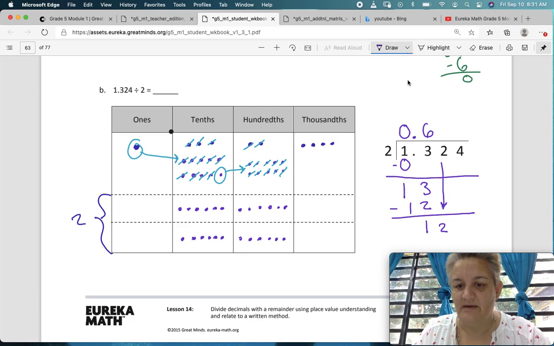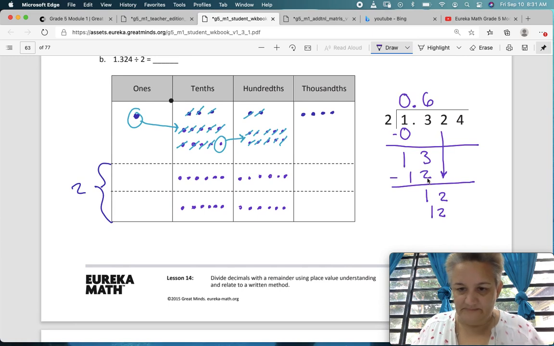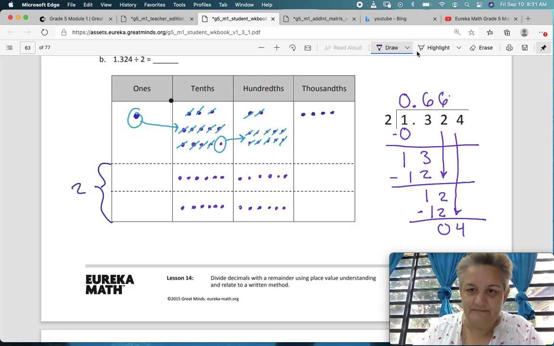No. Yay. Okay. Which means over here on this side, right? 6 times. 6 times 2 is 12. No leftovers. Everything divided. And I'm going to bring down that 4 because I can't leave it out there in the cold. And 2 is going to go into 4 2 times, right?